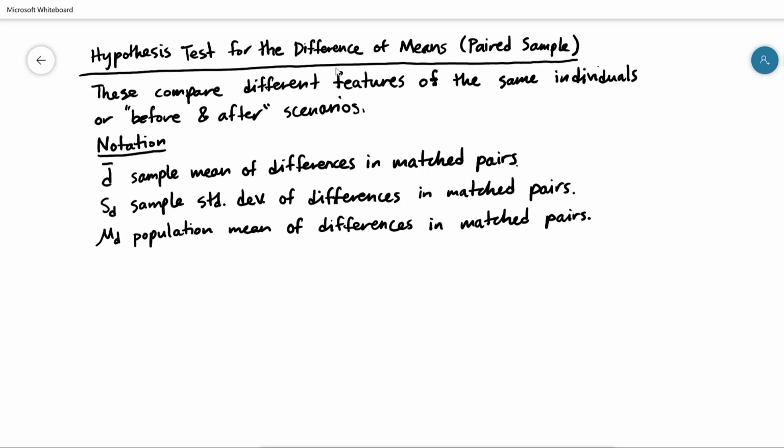In 11.1, when we did a hypothesis test for the difference of means, it was that blood pressure medication example, so it wasn't a paired sample. I'll call it an unpaired sample maybe in that case. So two different groups of individuals. We had two of everything. And we don't have two of everything here. We just have one of everything.